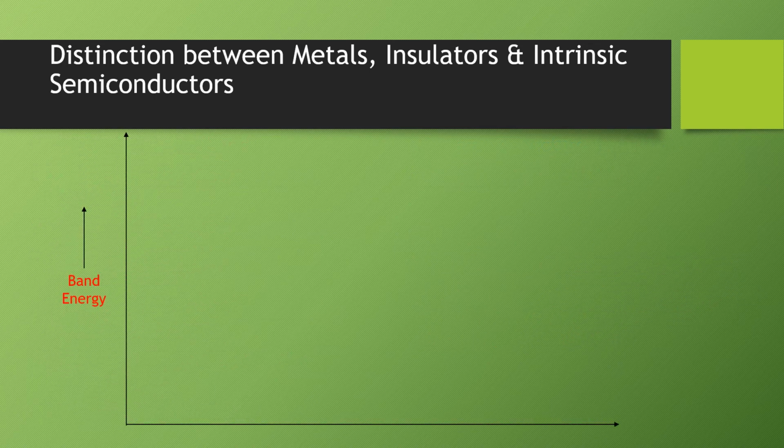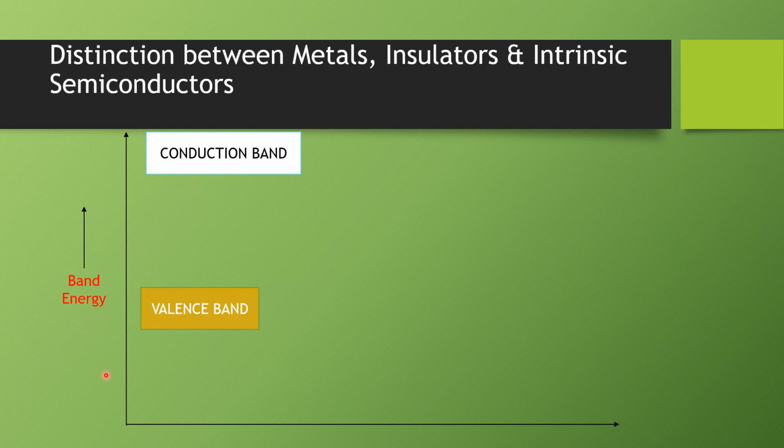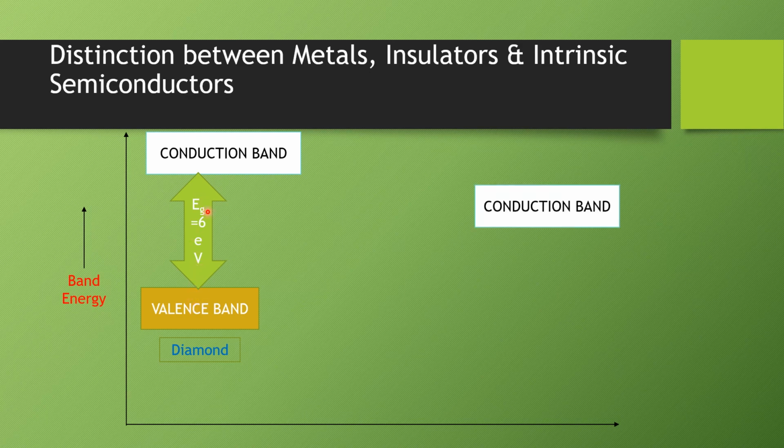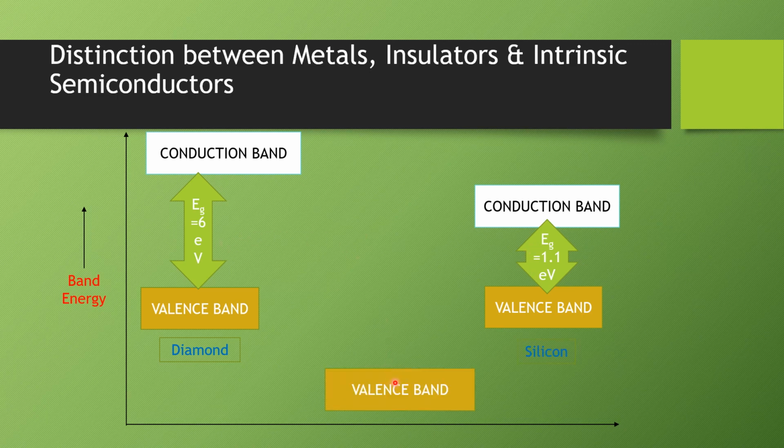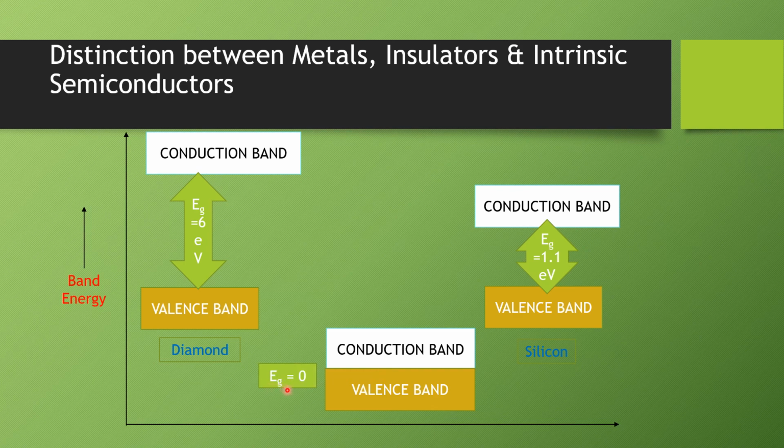All the discussion is shown in this diagram. On the y-axis is the band energy. This is for the insulators. You can see that there is a large band gap between the valence band and the conduction band. This is for the semiconductors, where the band gap is a little less compared to insulators. And in the case of metals, the conduction band and the valence band overlap with each other, so the band gap energy is 0.